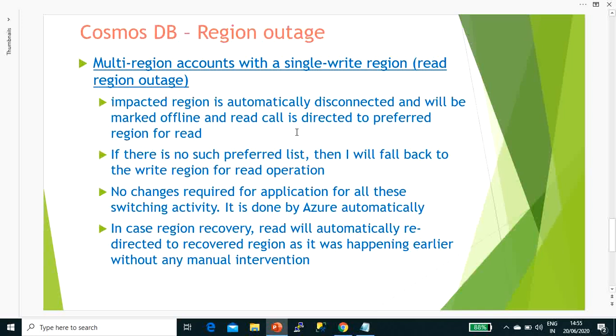Now, in case of region recovery, reads will automatically redirect to the recovered region. Let's suppose again that region B has recovered. Earlier it was pointing to either some other read region or the write region. Now it will automatically start pointing to region B, which has just recovered. So this is the scenario for multiple regions with a single write region.